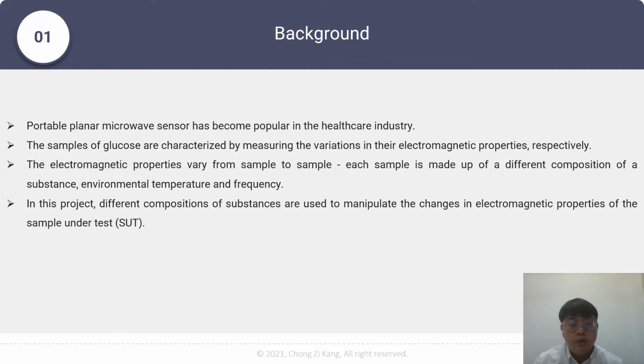Recently, the portable planar microwave sensor has become popular in the healthcare industry, especially for blood glucose level monitoring, as it provides a faster response time and higher accuracy than the traditional sensor. The samples of glucose are characterized by measuring the variation in their electromagnetic property. The electromagnetic property varies from sample to sample as each sample is made up of a different composition of substance, environmental temperature, and frequency. In this project, different compositions of substance are used to manipulate the changes in the electromagnetic property of the sample under test.